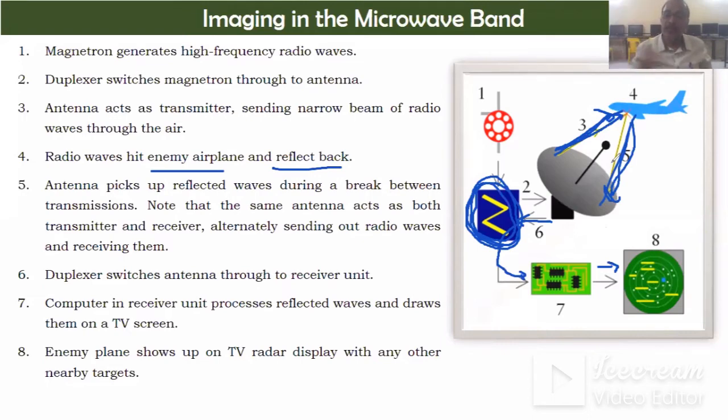Okay, so here the antenna picks up the reflected wave during the break between the transmission. Note that this antenna is used for sending and receiving of the signal. Okay, so this duplexer switches the antenna to the receiving unit, then this receiving unit, which is a computer, processes the particular reflected wave and it can draw something on a TV screen. So this will be shown on a display or some device.